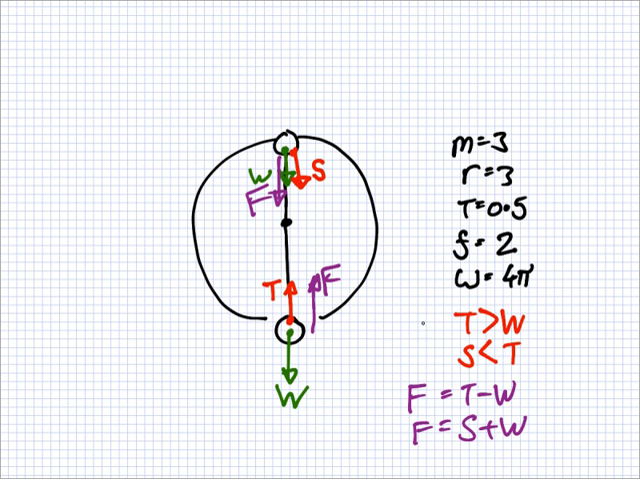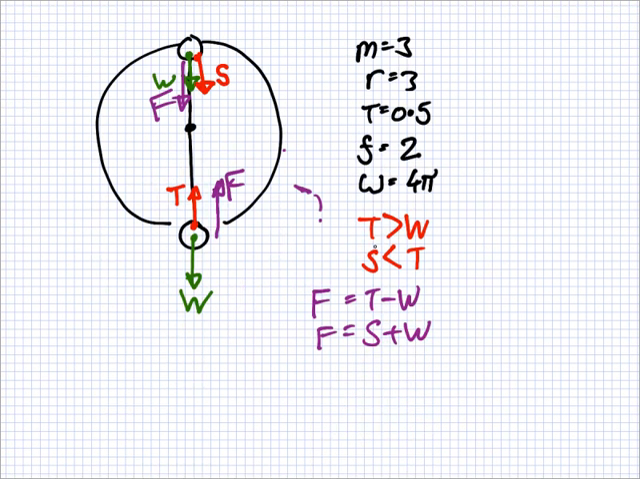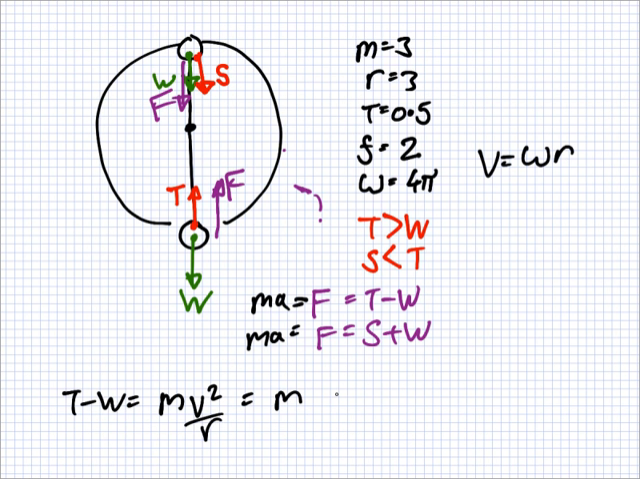Okay, let's continue here. Right, now, Newton said F is equal to ma. So we can say T minus W equals m, and the a is v squared over R. But what's the formula for v? Because we don't know v. Remember the formula for v? v equals omega R. So I can actually change this into m omega squared R.